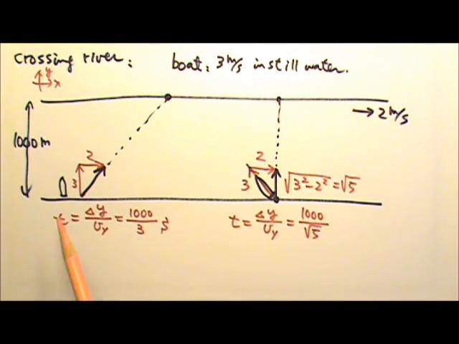And of course, it will take this boat less time to get to the other side because this boat is using its entire velocity for the y direction to get to the other side. So it has a larger y component velocity than this one.